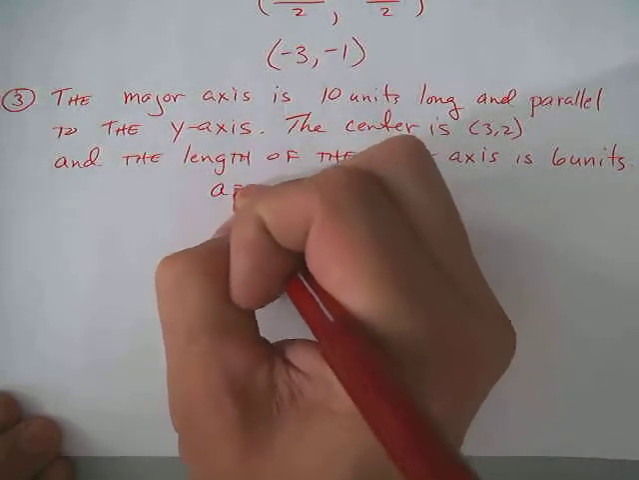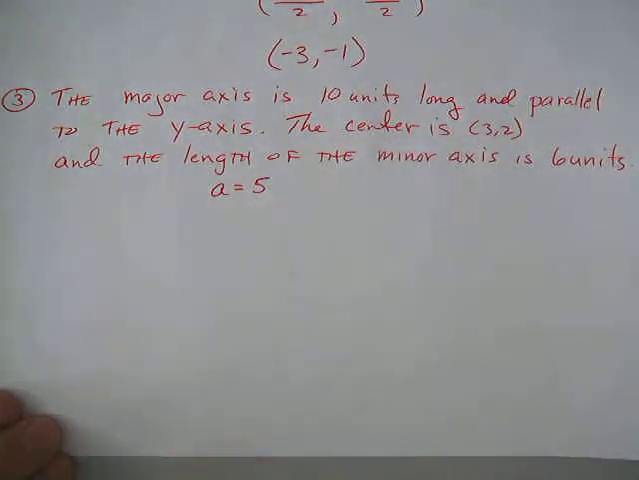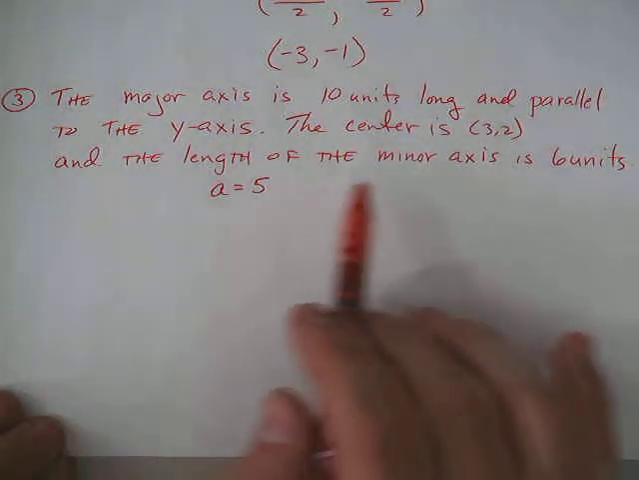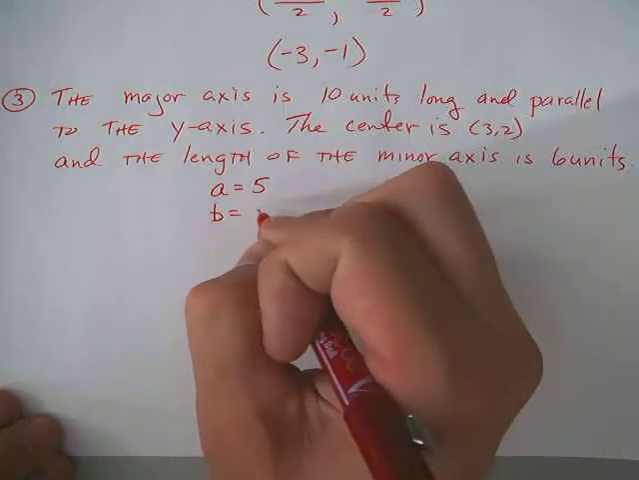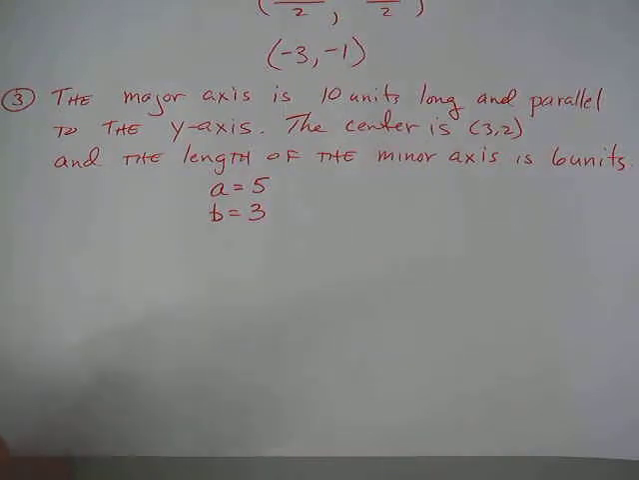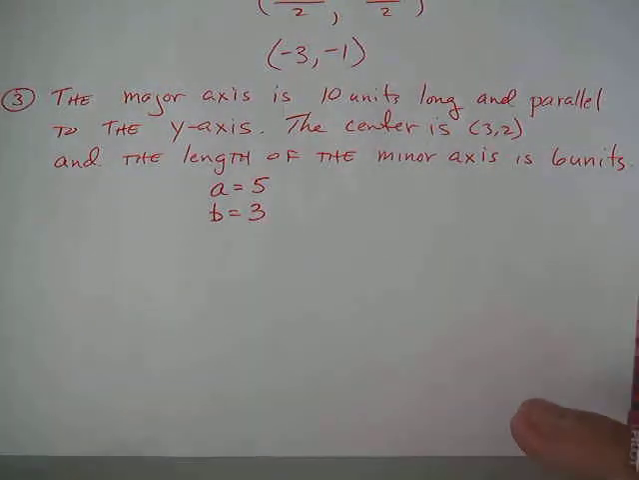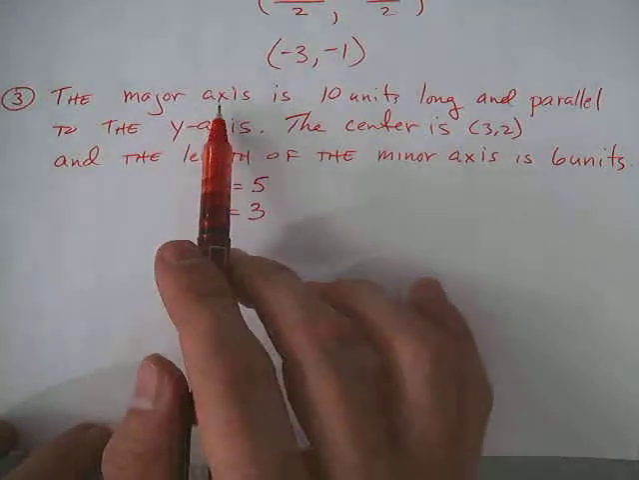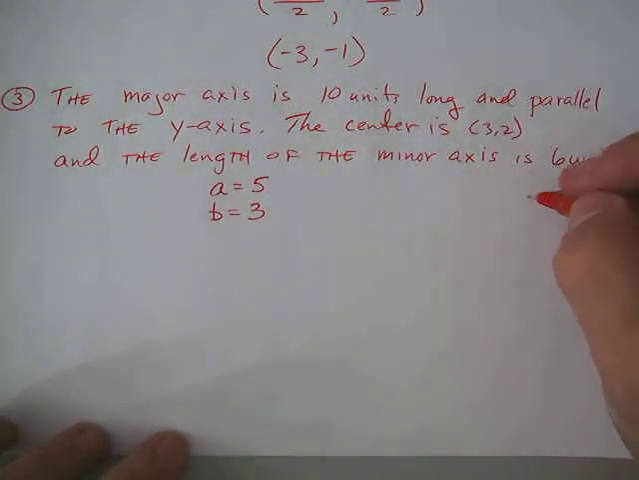Now, let's go through and figure out what we're doing here. Let's just read it again. It says the major axis is 10 units long. Okay, so just by that, we know that the whole thing is 10. That means the a value has to be 5. And then it says the length of the minor axis is 6. So since the whole thing is 6, that means the b value has to be 3. So right away, we got most of the information.